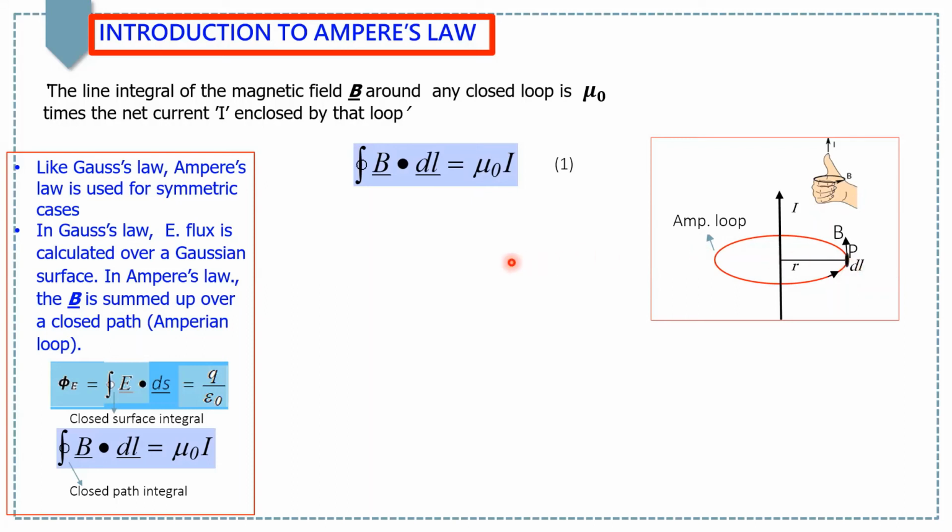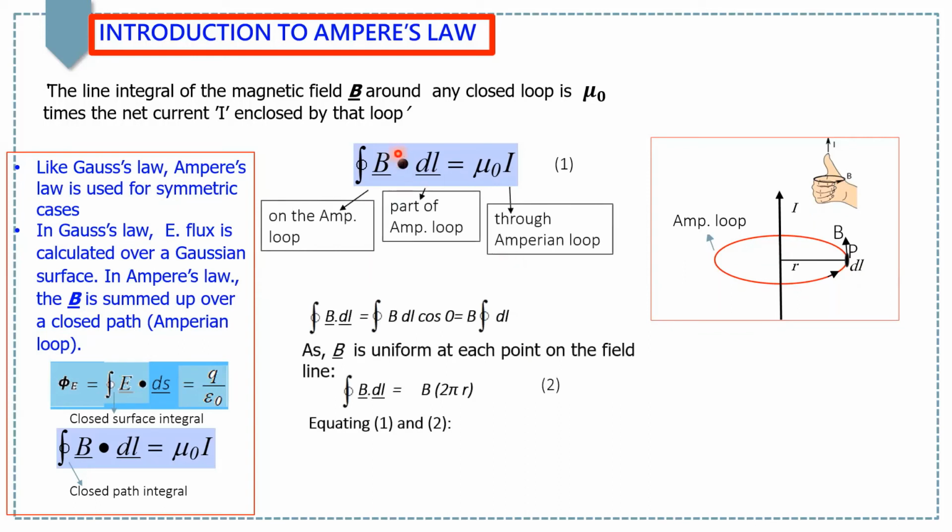So now, using the left hand side of equation 1, we can say closed integral B dot dl is equal to closed integral B dl cos of 0 degree, and that's the angle between B and dl in this case. So cos of 0 is 1.